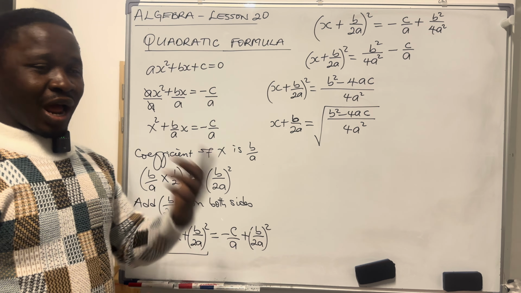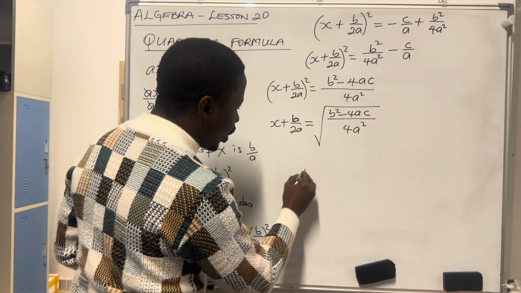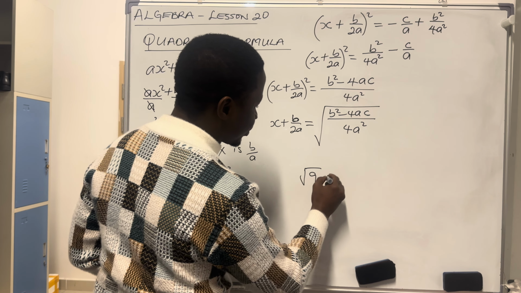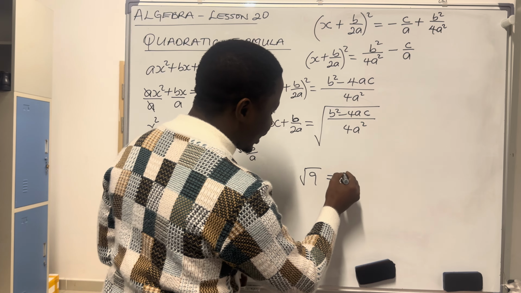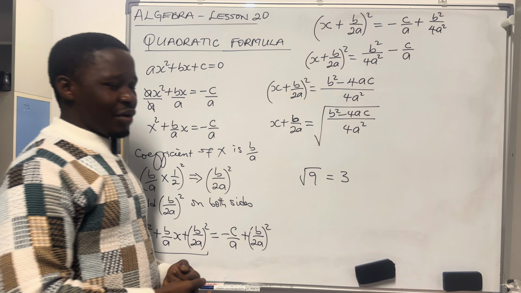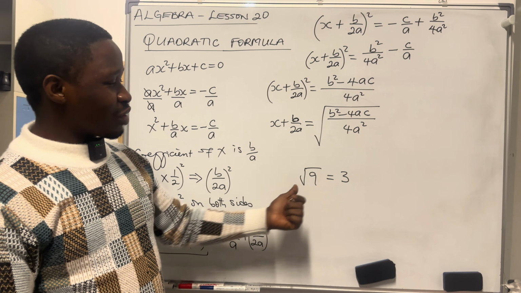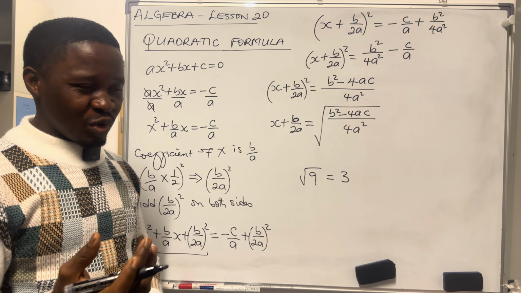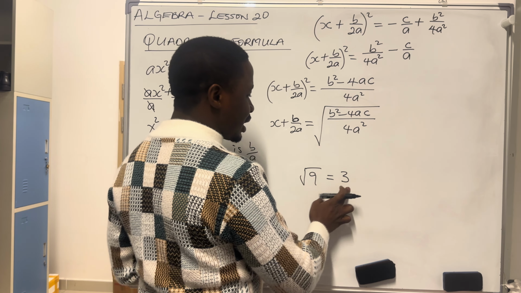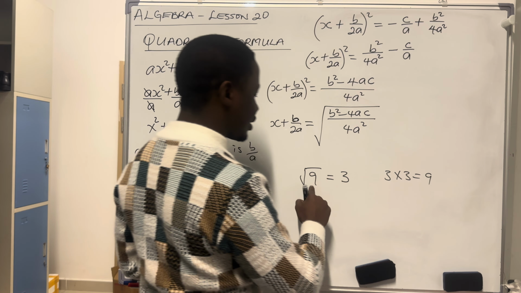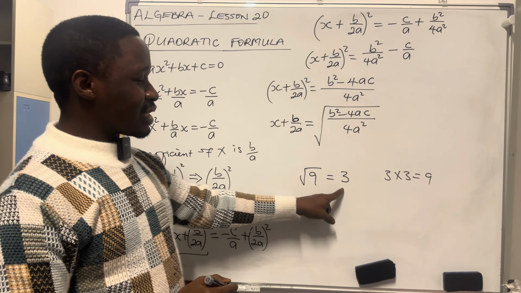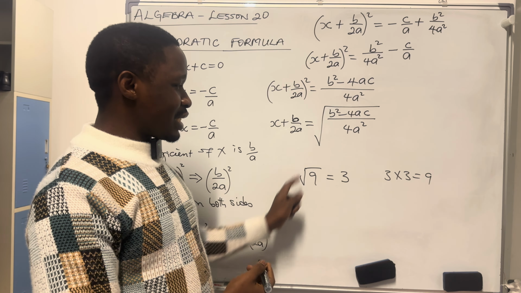Let us go to another argument. What is the square root of 9? The square root of 9, they always say 3. Have you ever asked yourself why the square root of 9 is 3? I hope you know it. The square root of 9 is 3 because 3 times 3 is 9.